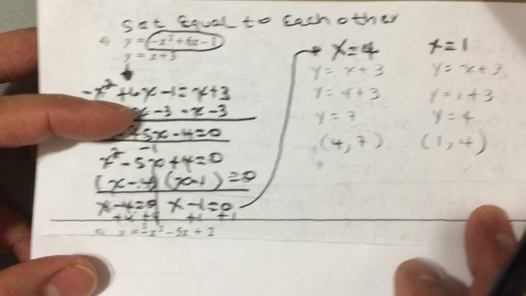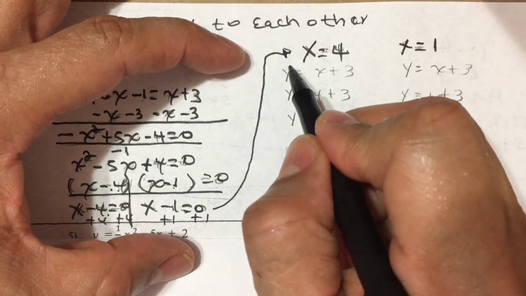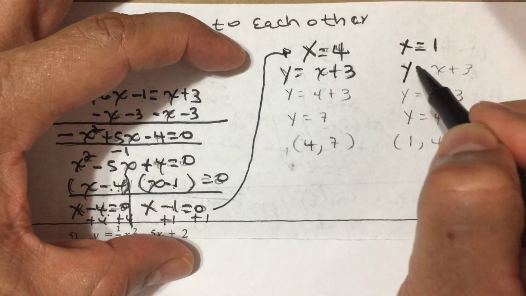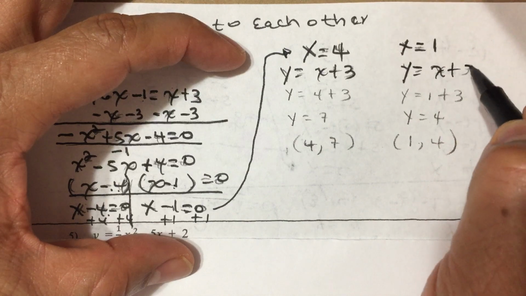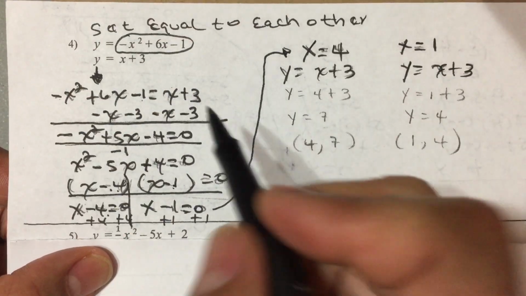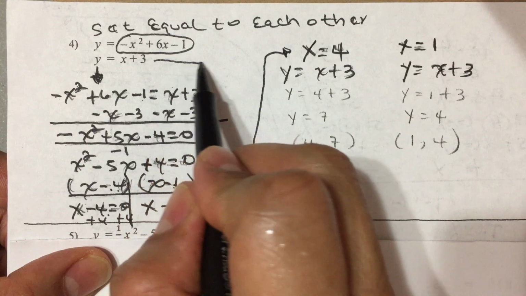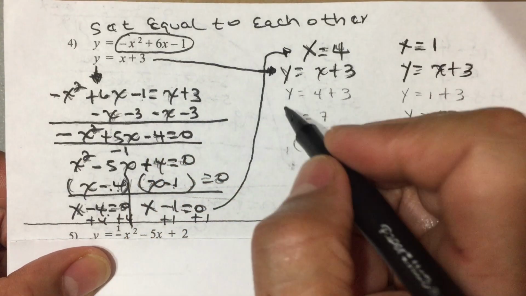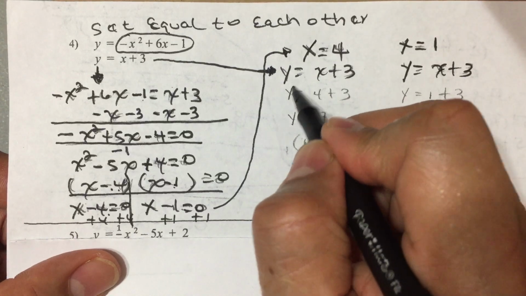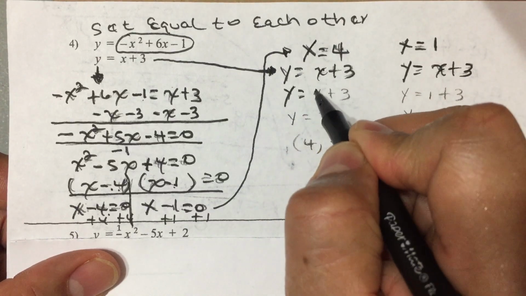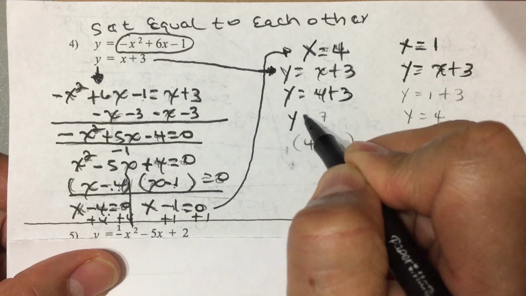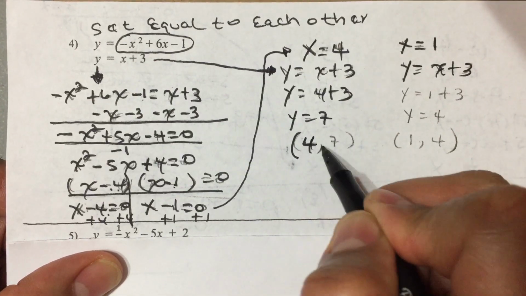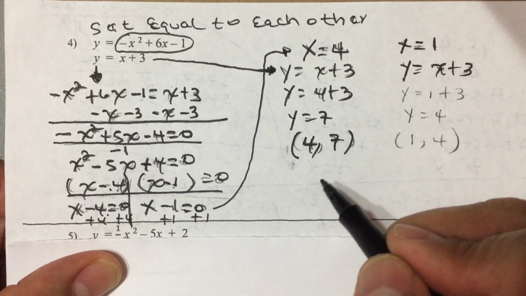My next step is to find the value of y, all right? So use the linear equation, always. If you want to use the parabola, the quadratic, you can, but you're going to do more work, and you might make a few more mistakes. So y equals, now this x becomes 4, plus 3, y equals 7. So my first ordered pair is (4, 7).